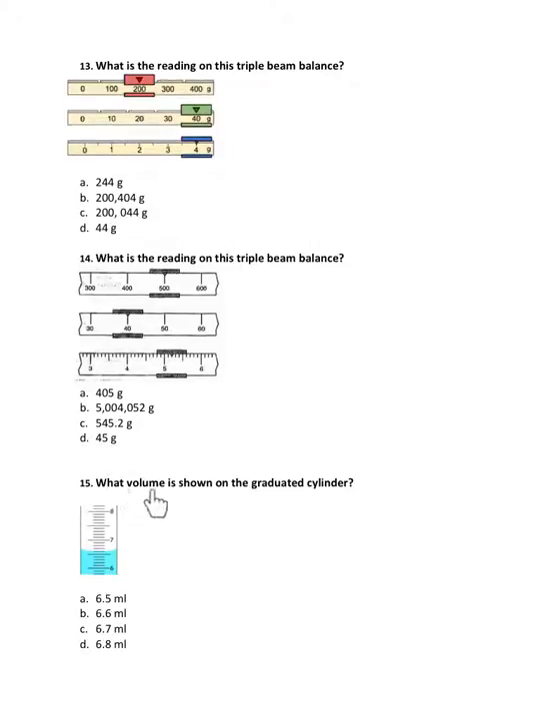Number 15, what is the volume shown on the graduated cylinder? A, 6.5 milliliters, B, 6.6 milliliters, C, 6.7 milliliters, D, 6.8 milliliters.